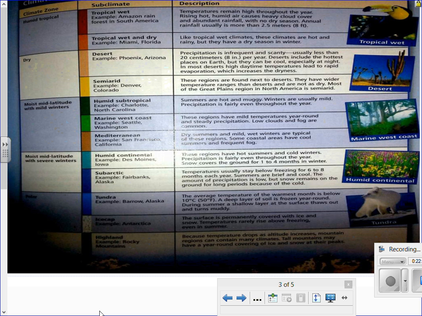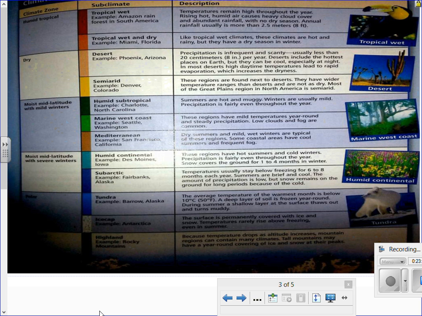Rain, mostly rainy, with sun or cold? With sun, so which one would it be? Marine West Coast probably, maybe even humid continental, maybe even tropical wet. Any of those apply? A lot of hot and humid. So the rain and sunny? Okay. That will be perfect. Humid continental or tropical wet.